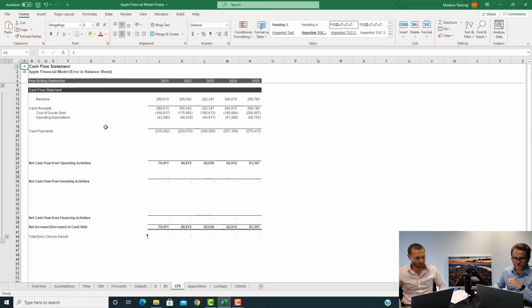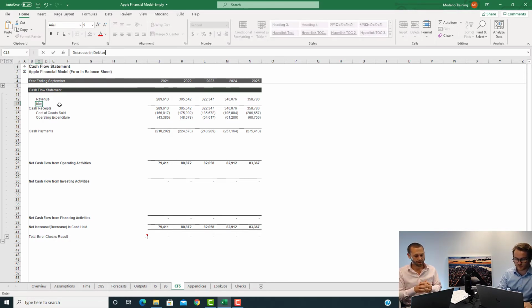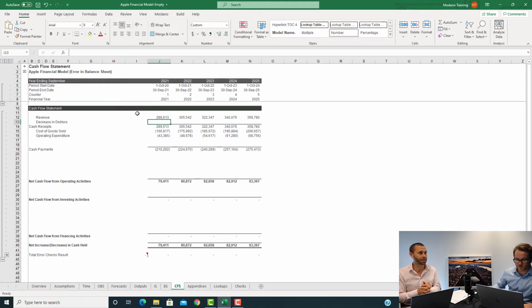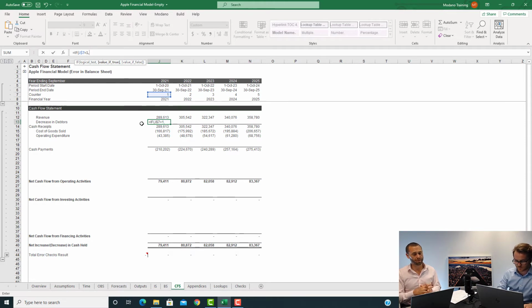So go to row 13 on the cash flow statement. Again, we're starting in C. It's a detail row. Type decrease in debtors. And first of all, we want to take the prior period debtors. To do that, just do equals if. Actually, you're going to have to open your period titles, so open rows 5 to 8. Expand those. Yep. And then in cell J13, do equals J$7 equals 1, so the period number equals 1.